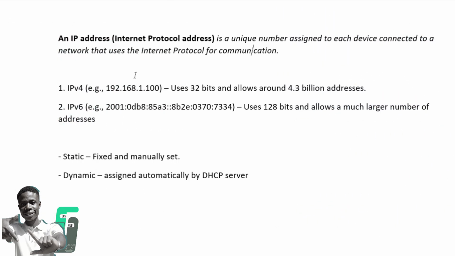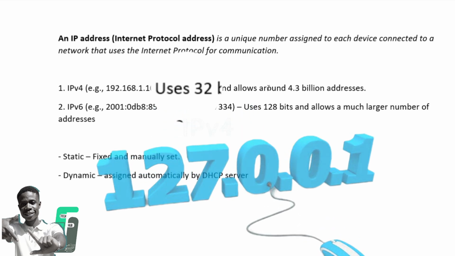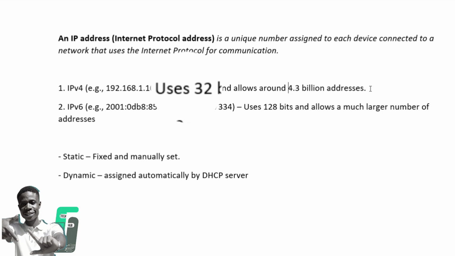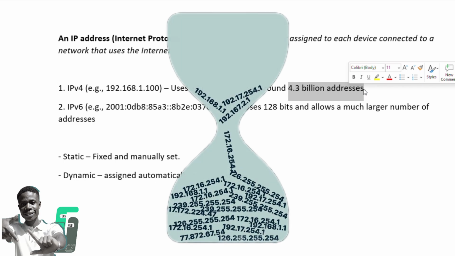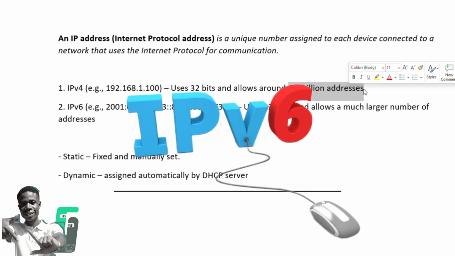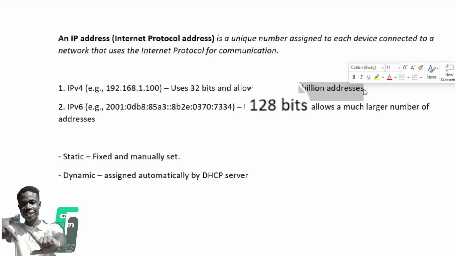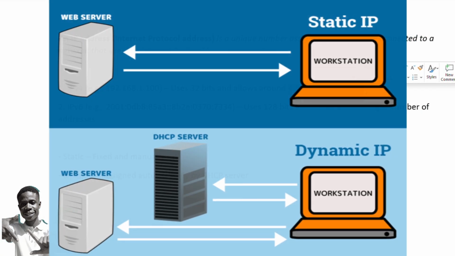And of these protocols, we have two main ones. Number one, we have IPv4, which uses 32 bits and allows around 4.3 billion addresses. Since IPv4 had only 4.3 billion addresses, fearing that these IP addresses would be used up, they introduced IPv6, which uses 128 bits and allows a much larger number of addresses. And an IP address can be assigned static, fixed or manually.